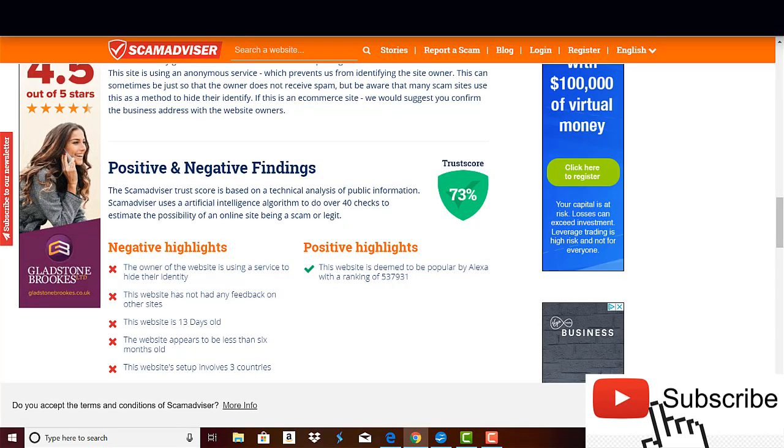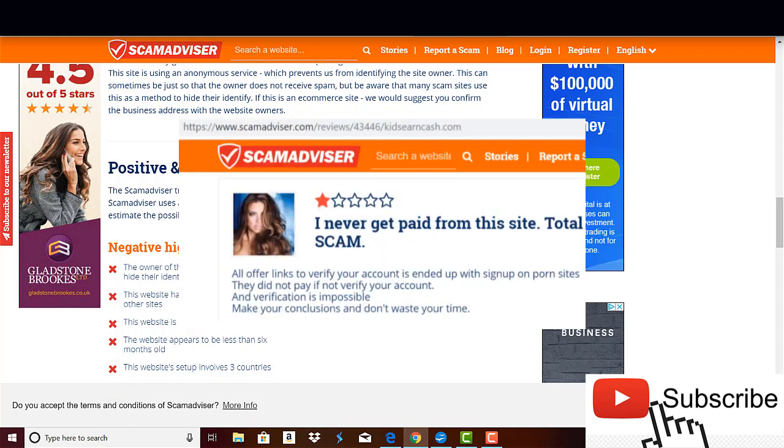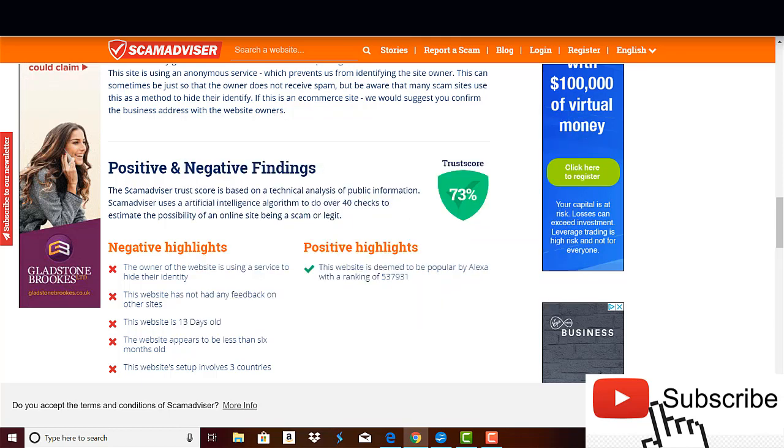Let me show you now how reliable the CloutBucks domain is. As you can see, this site is using an anonymous service which prevents us from identifying the site owner, which means we have to be aware that many scam sites use this as a method to hide their identity. Plus, this website involves three different countries, and there are also already complaints from people confirming they don't pay.